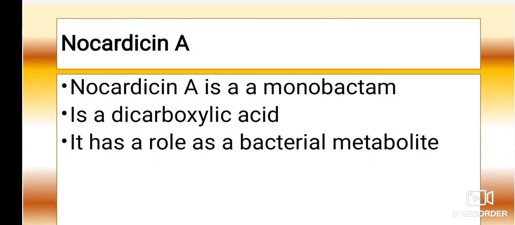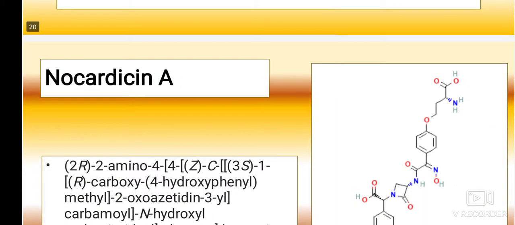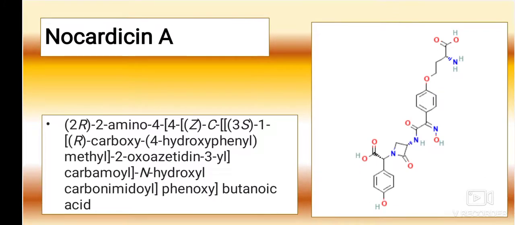Then next is nocardicin A. This is also a monobactam drug, which contains a monocyclic beta-lactam ring, and it is a dicarboxylic acid. Keep it in mind, it contains 2 carboxylic acid functional groups, so it is a dicarboxylic acid, and it has a role as a bacterial metabolite. So let's see the structure of nocardicin. This is the structure of nocardicin.